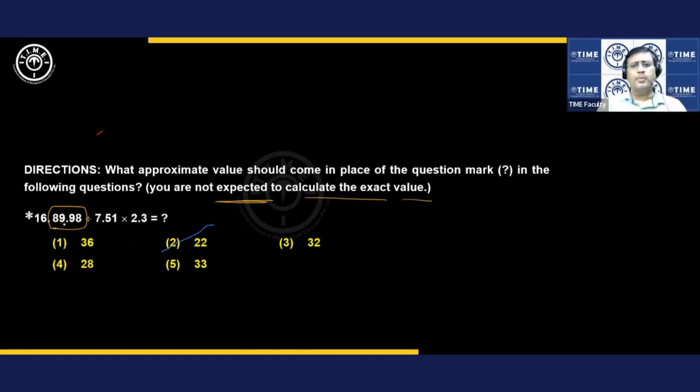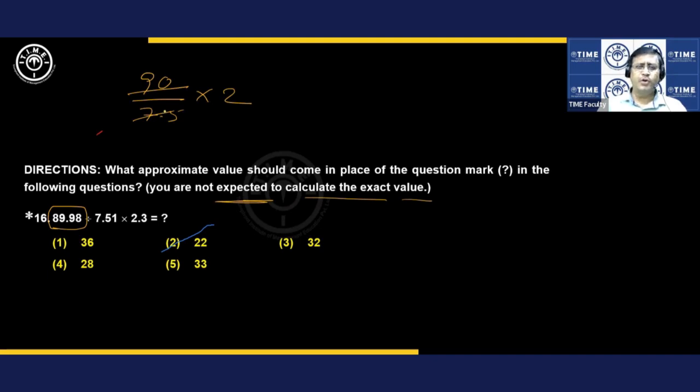89.98 means it is approximately close to how much? 90, divided by 7.5. 7.5 means if you take 7, no problem for me; if you take 8, that is also no problem. But actually it is 7.5, but I am taking 7. How many times of 7 is equal to 90?